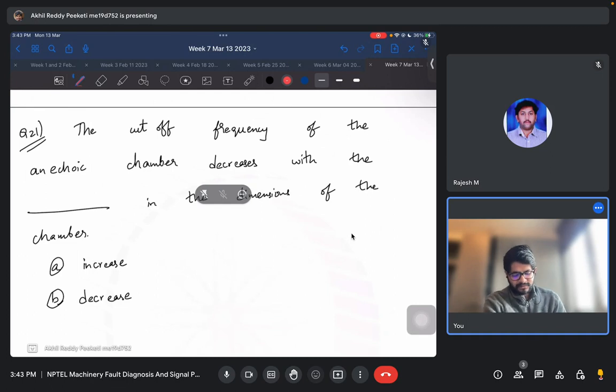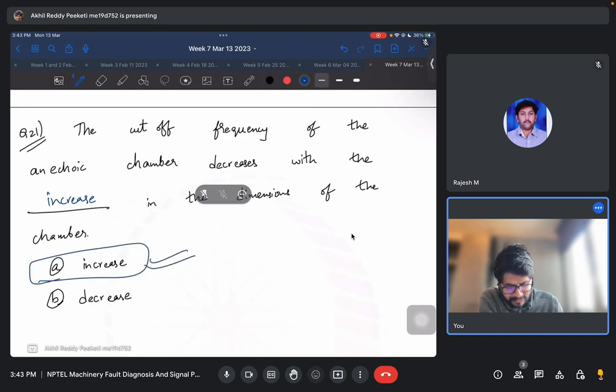It is related. So this cutoff frequency decreases with the increase in the size. So as you make the chamber bigger and bigger, your cutoff frequency reduces. Okay.